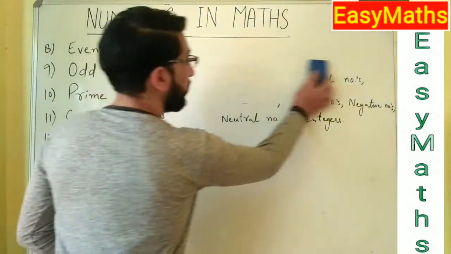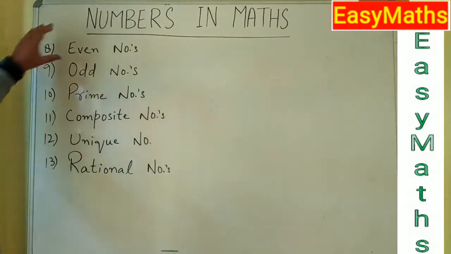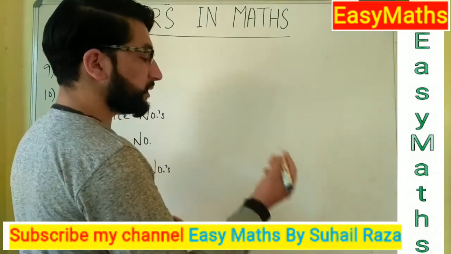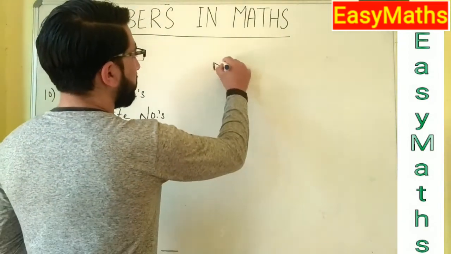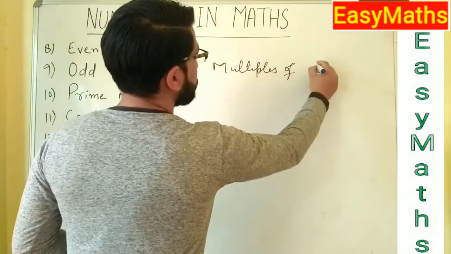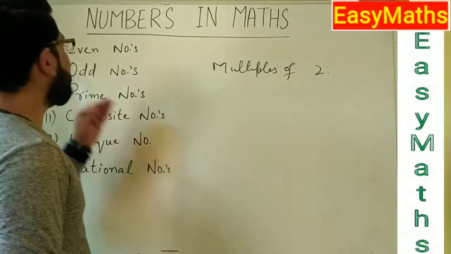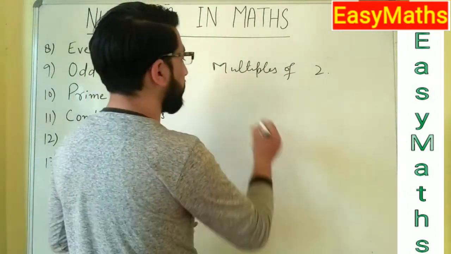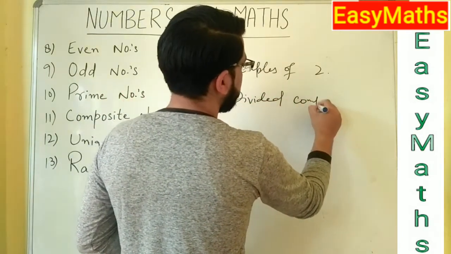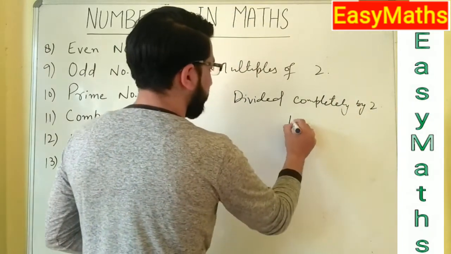So, in today's video, the first number we have is even numbers. What are even numbers? Even numbers are those numbers which are multiples of 2. We can say that multiples of 2 are said to be even numbers, or the numbers which are divided completely by 2. Suppose we have a number 10.